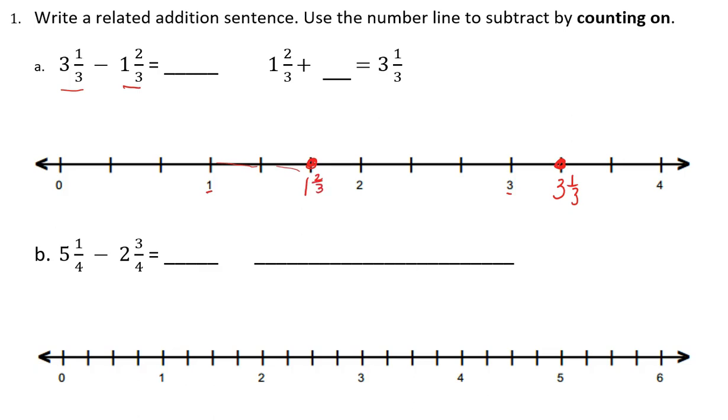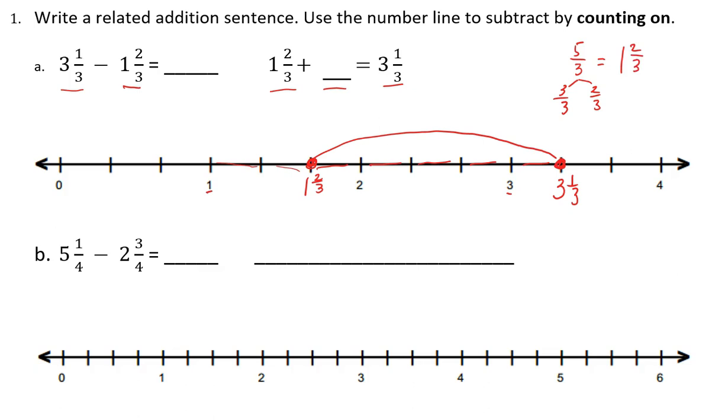This is where the related addition problem comes in. If I start at 1 2/3 and I hop a certain amount on the number line, it gets me to 3 1/3. So this hop goes from 1 2/3 to 3 1/3. Altogether, I hopped 1, 2, 3, 4, 5 sections, and each section is a third. Well, 5/3 would be the same as 3/3 plus 2/3, or 1 2/3. So that's one way I can look at that.